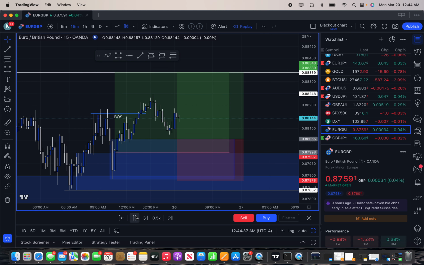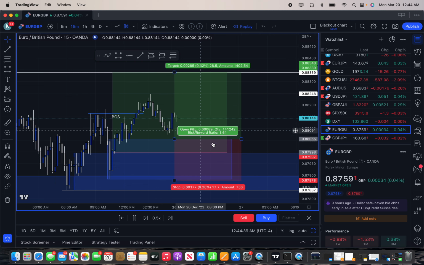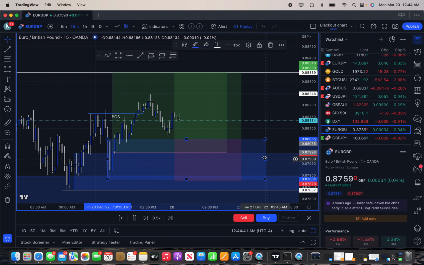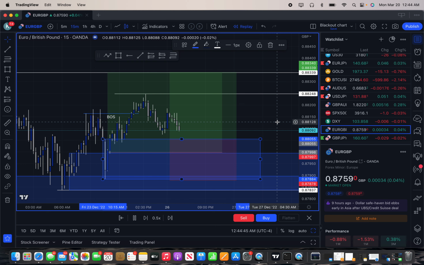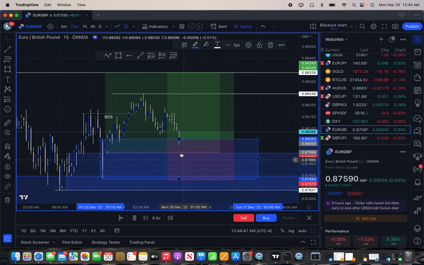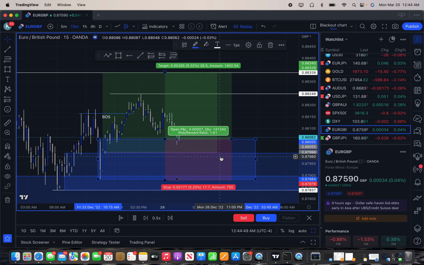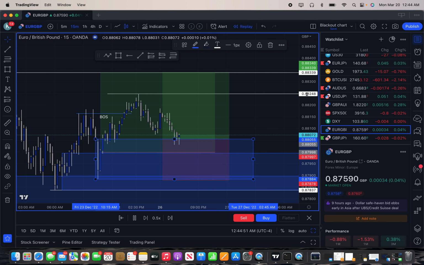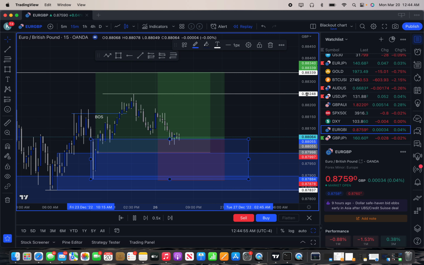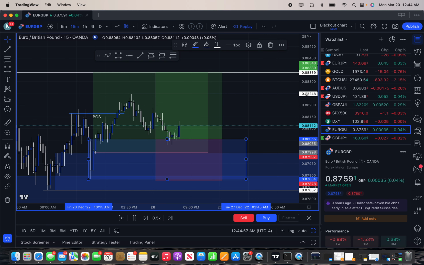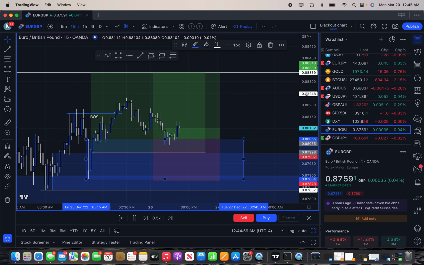So let's see if we would have got stopped into it. Price pulls back, pulls back, pulls back. Boom. So now we're in a second position, scaled in already. So let's see what occurs.